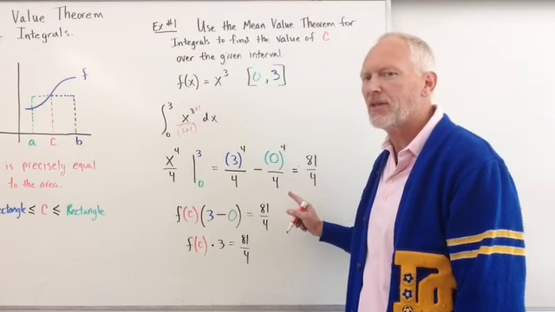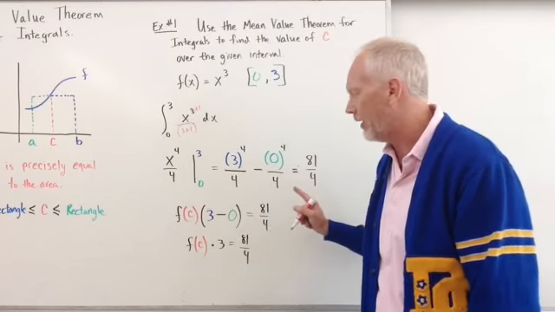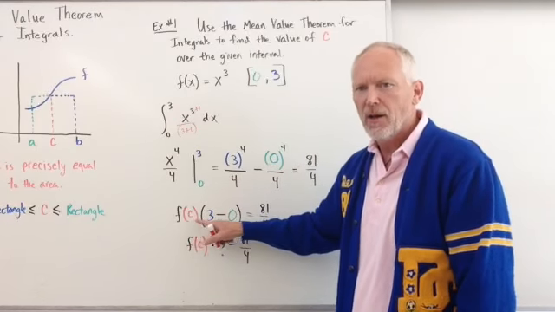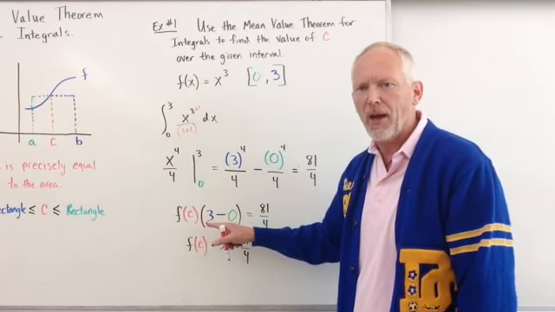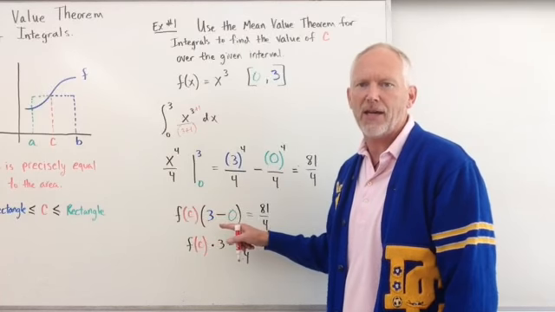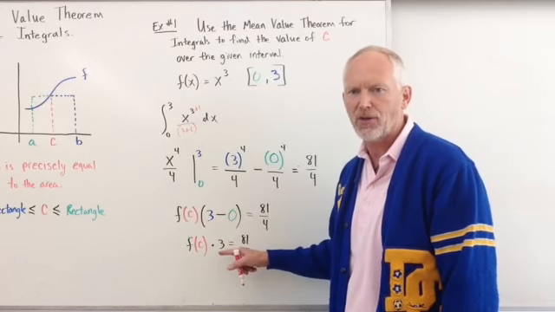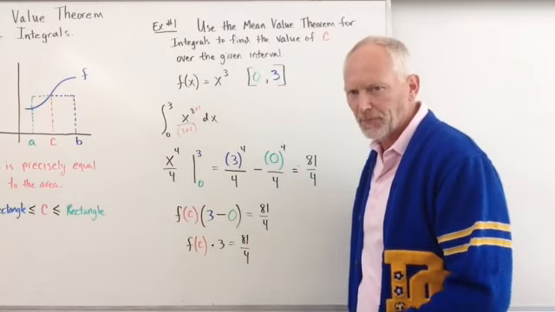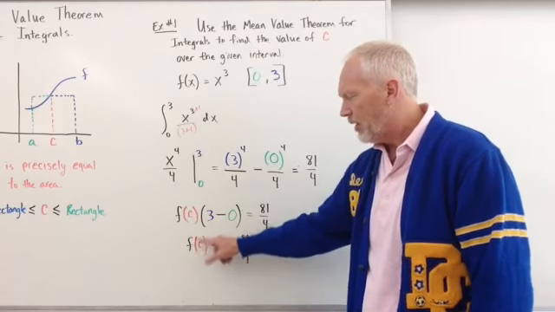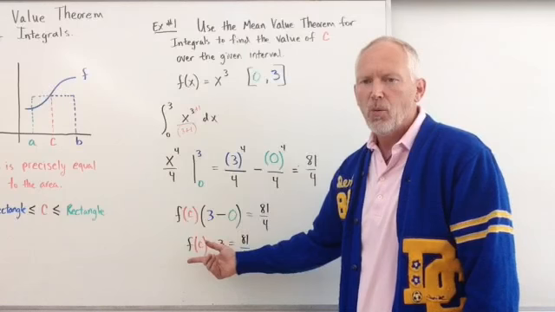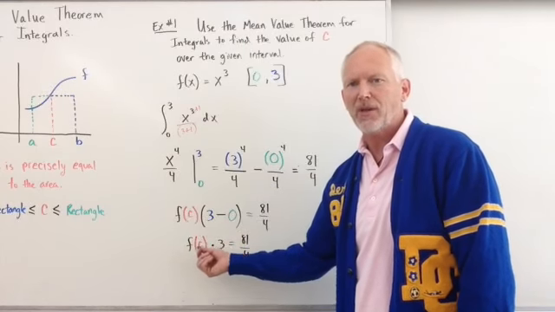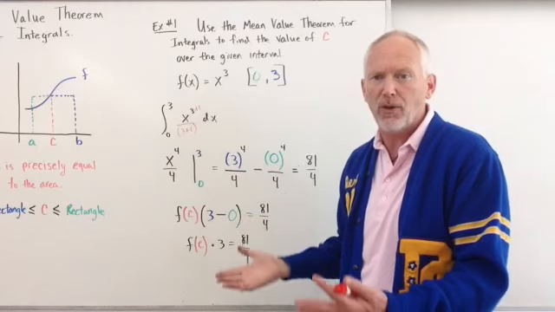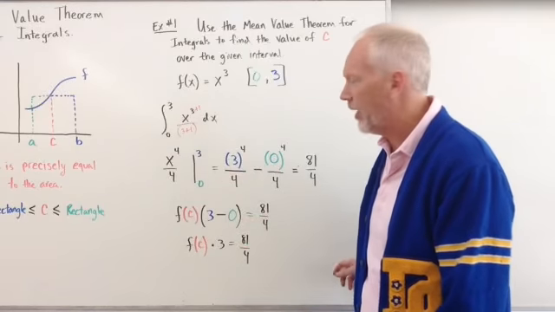But now we want to find the c that will be precisely there. So here's our f of c multiplied by our b minus a. In this case, it's 3 minus 0, so that turns into a 3, equals 81/4. So we get f of c, the function at c. Well, we need to just plug c into our function and then solve for c. That's really all we do. That's the basics right there.